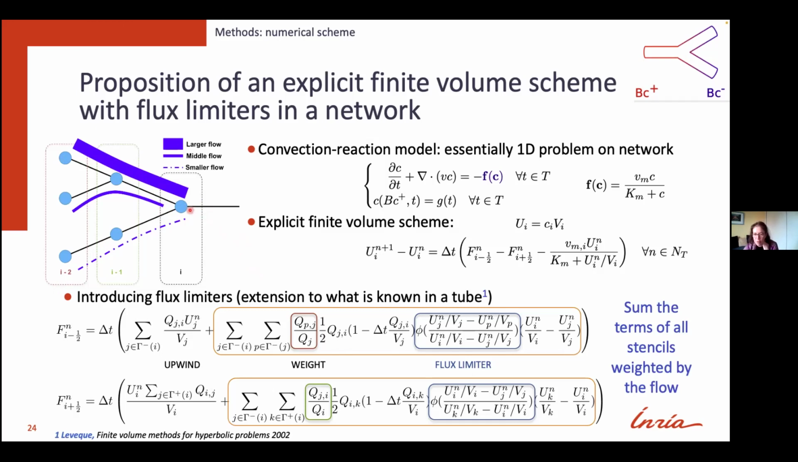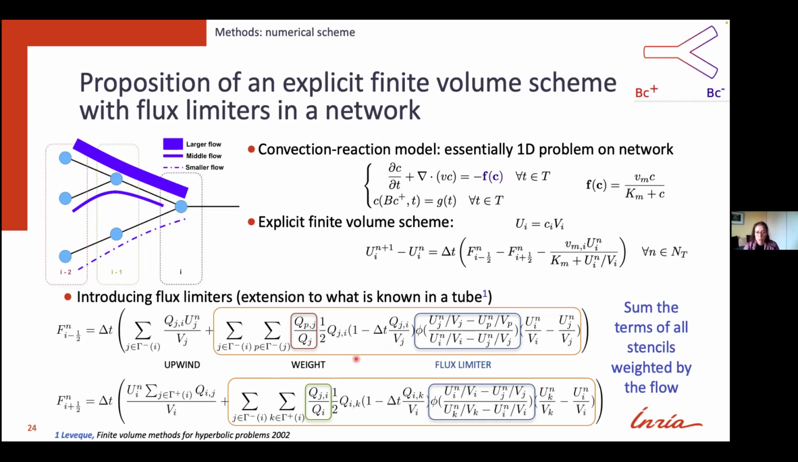And in a network, it's not that easy to know which information you are going to provide, because the information is coming from different blood vessels. So here we proposed a flux limiter that conserves mass, and it worked quite well. It works quite well for a number of common flux limiters on simple as well as complex networks.